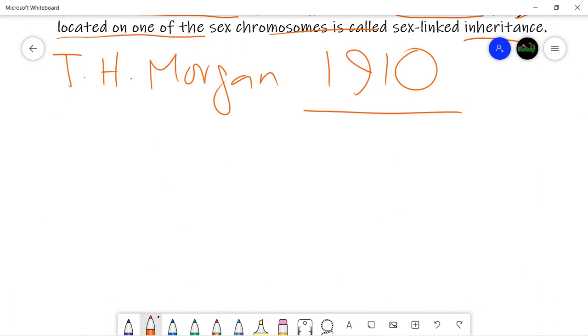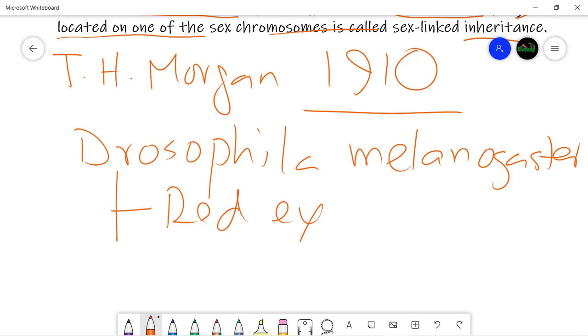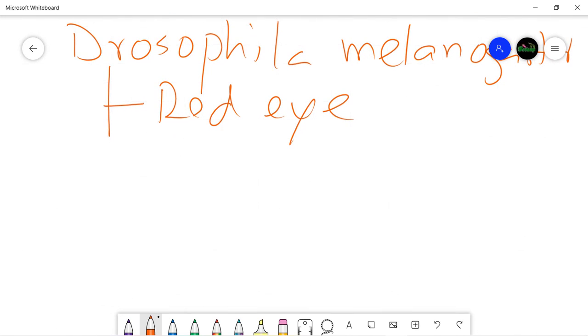Morgan was making crosses with the fruit fly, Drosophila melanogaster. This particular fruit fly is very common, you can cultivate it or grow it. If you have some fruits, a salad of fruits, you can get them growing there. This particular fly has red eyes. The normal eye color is red, so it is a red-eyed fly.